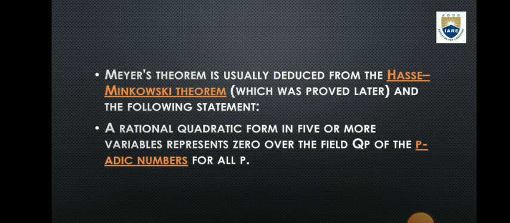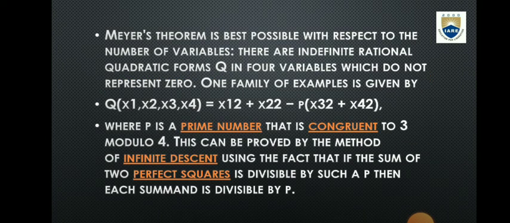Mayer's theorem is usually deduced from the Minkowski theorem, which was proved later, and the following statement: a rational quadratic form in 5 or more variables represents 0 over the field Qp of the p-adic numbers for all p. Mayer's theorem is best possible with respect to the number of variables.